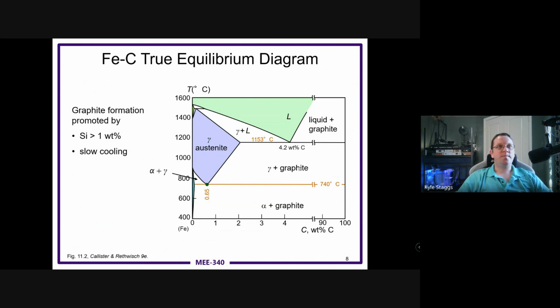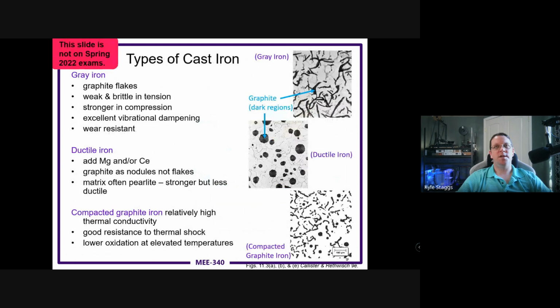It also helps when there's a little bit of silica in there, so a little higher than 1 weight percent. Silica is often present in the casting process because a lot of those molds are compacted sand molds in different varieties, and so they cool very slowly, absorb some of the silicon from the sand in the mold. And that's part of what helps to increase the graphite formation.